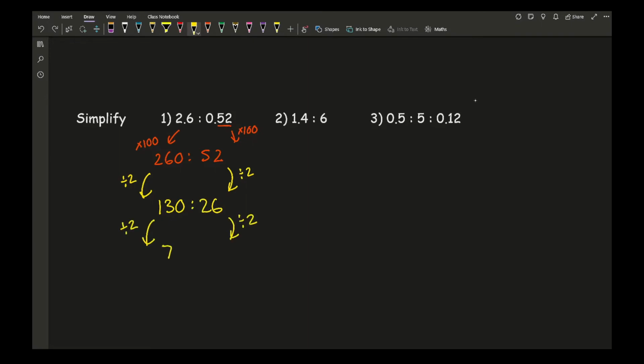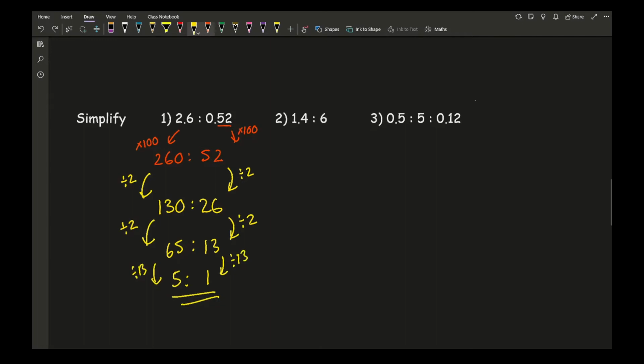So I get 65, checking my maths. So 65 and 13. And then from this, I can divide both numbers by 13, in which I get 5 to 1.